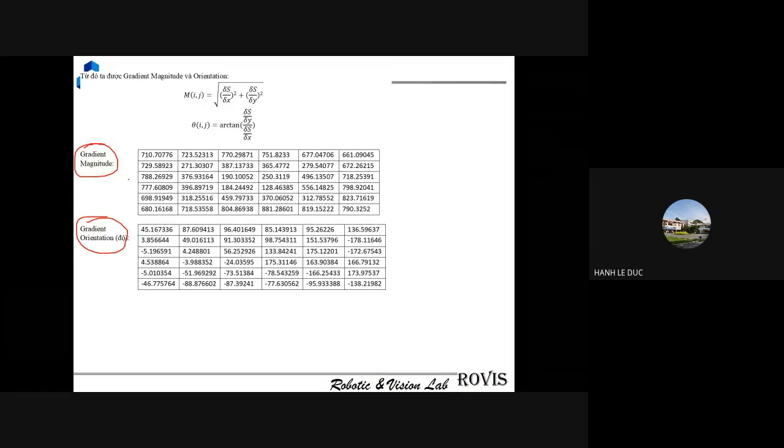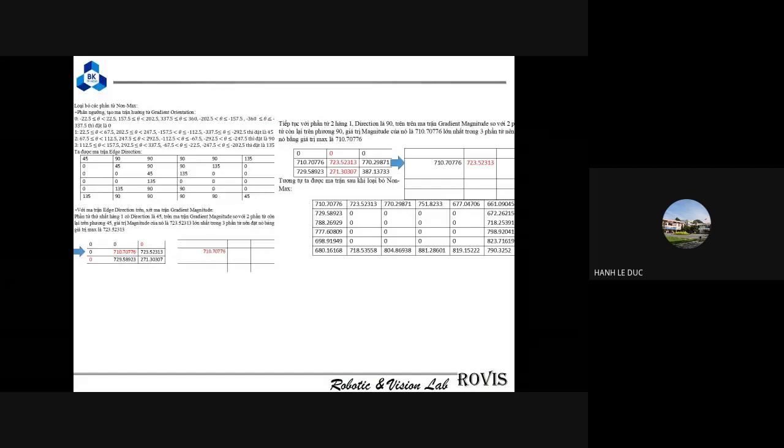Okay, from this one, what is the next? Because the orientation has so many angles, we will zip it into bins. And then we choose the bins like this: 0, 45, 90, and 135. So after we apply this, we will have the direction matrix like this.